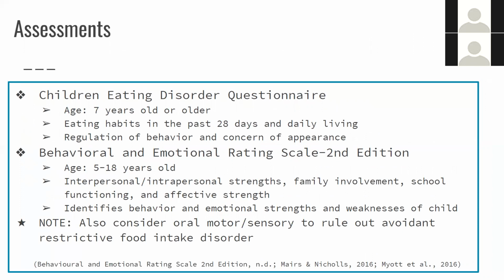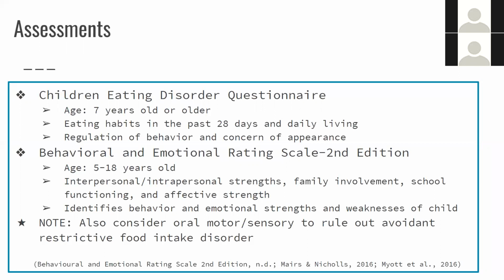The interview will consist of 28 items that ask about one's eating habits the past 28 days and how those habits affect one's daily living. Developmentally, it considers how an adolescent regulates his or her behavior and is concerned about his or her appearance. Now, the Behavioral and Emotional Rating Scale, second edition, is an assessment that works from ages 5 to 18, and there is a teacher form with 52 items, and then there's also a parent and child form with 57 items.